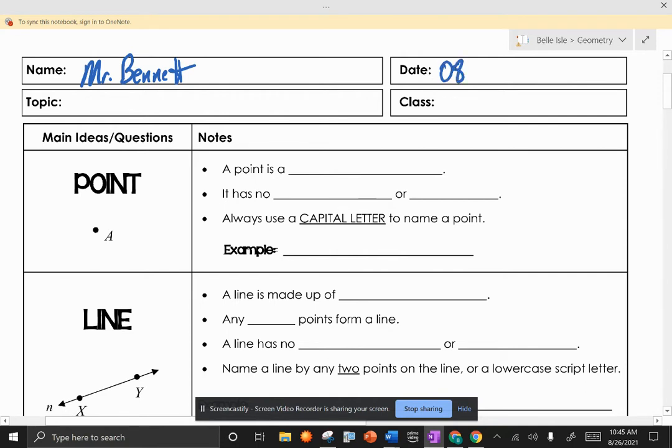What day is it? What day is today? It's the 26th. You're welcome. Okay, it is B2. This is geometry.